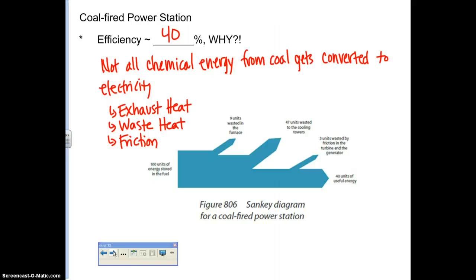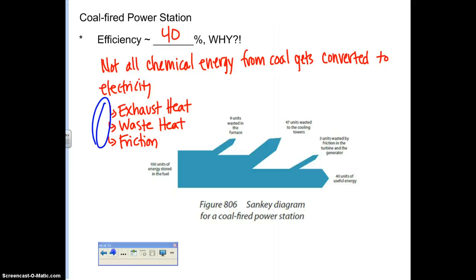Well, why? Not all chemical energy from the coal gets converted into electricity. Some of the energy is converted into exhaust heat. Due to this non-100% conversion, thus making it only 40% efficient, we now have exhaust heat, waste heat, and friction.